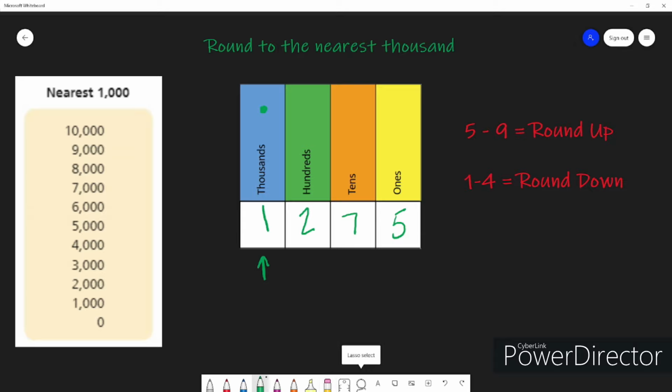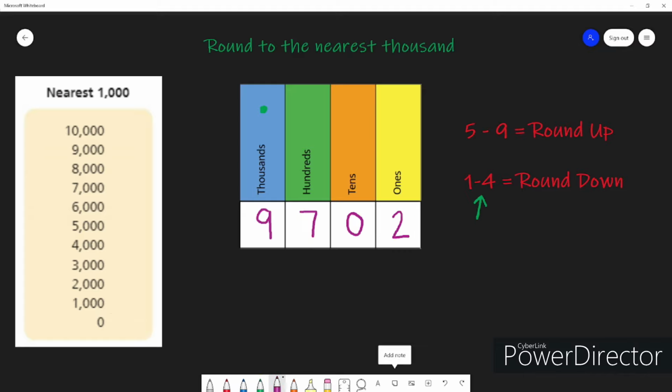We have our follower, number 1, and it asks the leader, hey, am I going to go down to 1,000, as we see on the left here, or am I going to go up to 2,000? Considering that it's the number 2 and it's between 1 through 4, the number 2 tells number 1, I think you're going to go down to 1,000. So the answer is that we round down to 1,000. Let's take a look at another example.